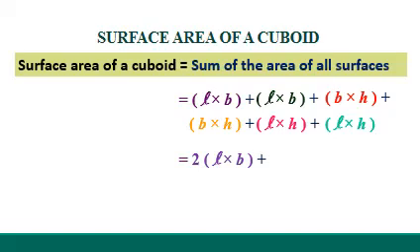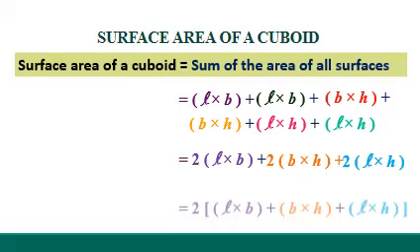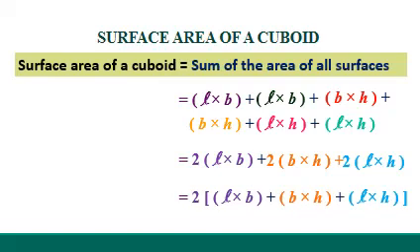In the same way, we can see that in the above equation, breadth multiplied by height is written twice. So we can add them like this: 2 multiplied by breadth multiplied by height. And again in the same way, the product of length and height is written twice, so we can write it like this. So in all of these 3 terms, we can see 2 is the number which is common. So we can take 2 common and write all of these terms within the square bracket.